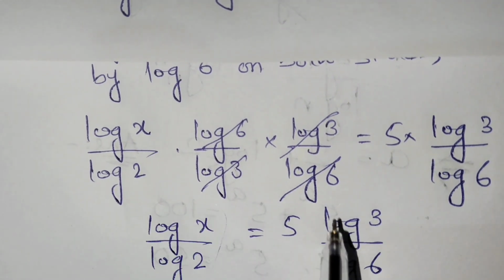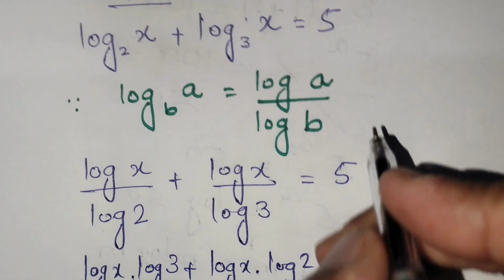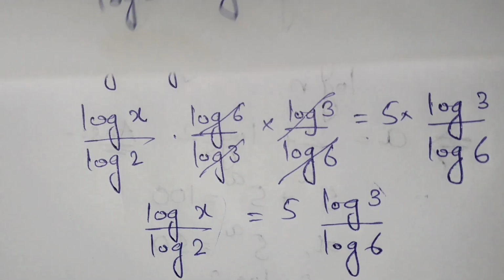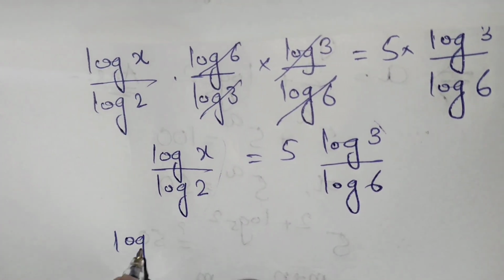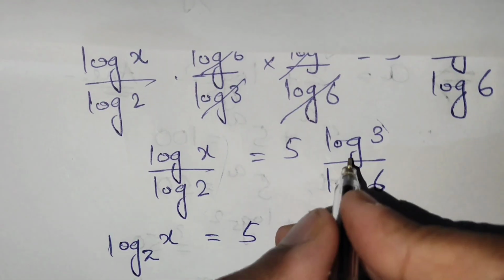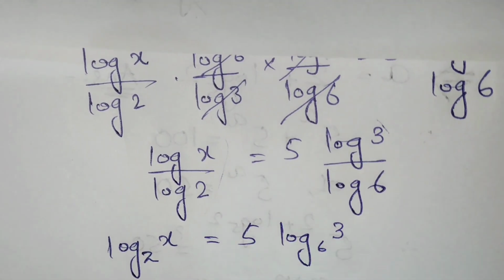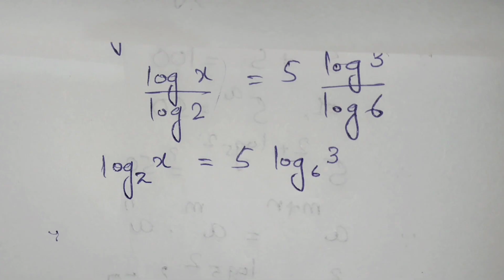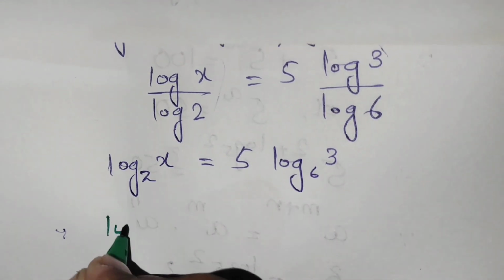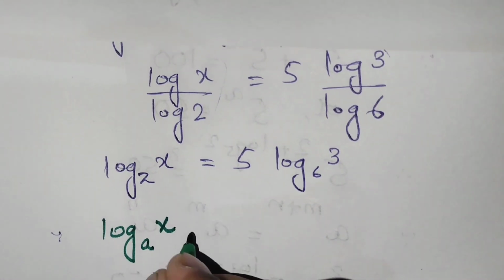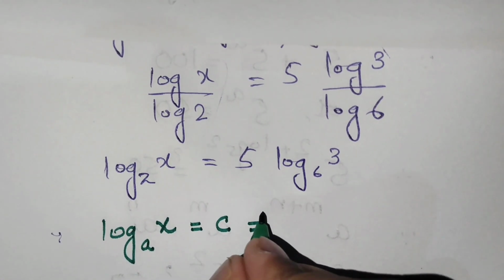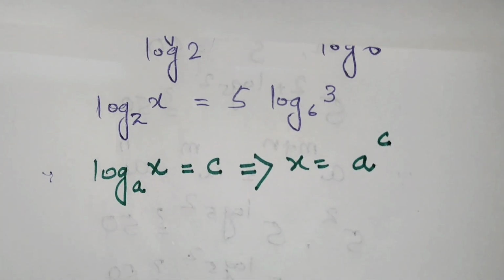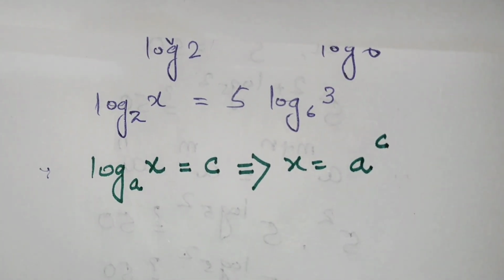Now for this term and this term we will use an earlier formula, this one: log of a by log of b is equal to log of a to the base b. So this will become log of x to the base 2 equals 5 times log of 3 to the base 6. We have to find the value of x. Here we will use a formula: if log of x to the base a is equal to a constant c, then x will be equal to a power c. So we will apply this on the above equation.